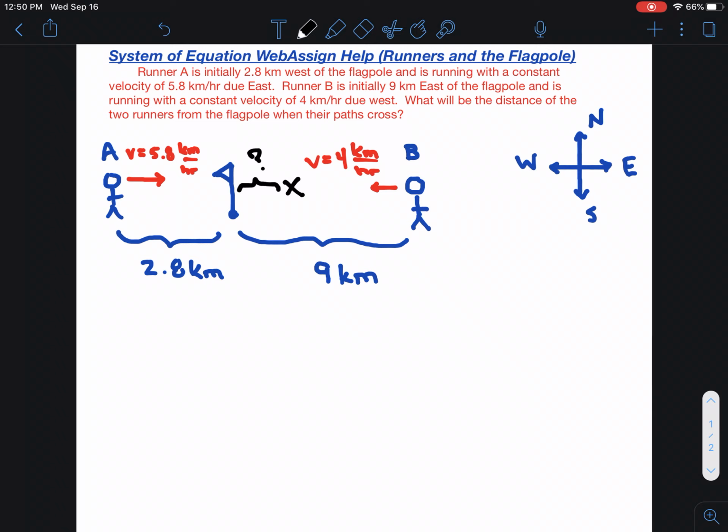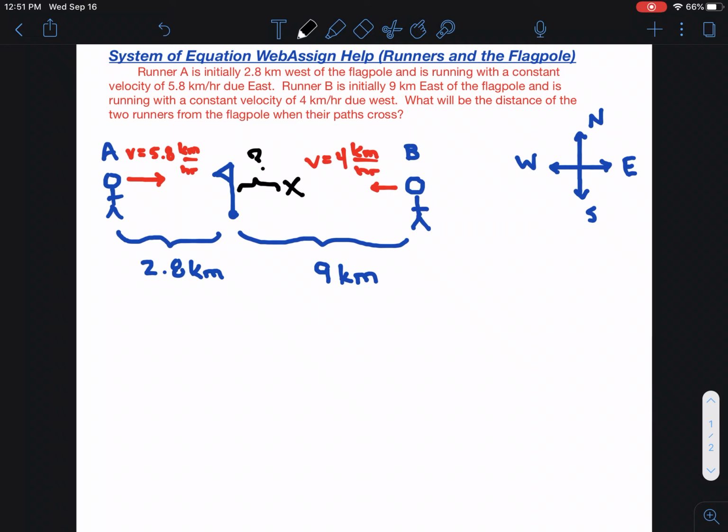I was able to assume this because if you look at runner A on the left, they are not only closer to the flagpole, that runner is actually going to travel faster. 5.8 kilometers per hour compared to runner B's 4 kilometers per hour. So since they are not only closer to the flagpole and running faster, I know that they won't meet until, or at least runner A is on the right side, the east side of it. So I have a general idea of where they will meet, but that exact location and its displacement relative to the flagpole, I need math to do this.